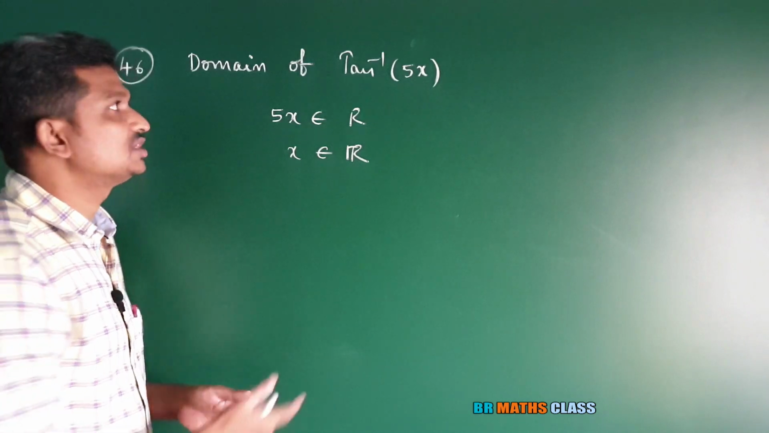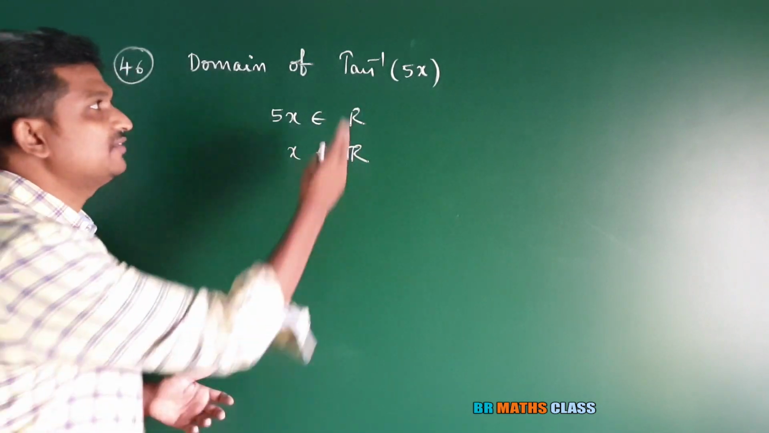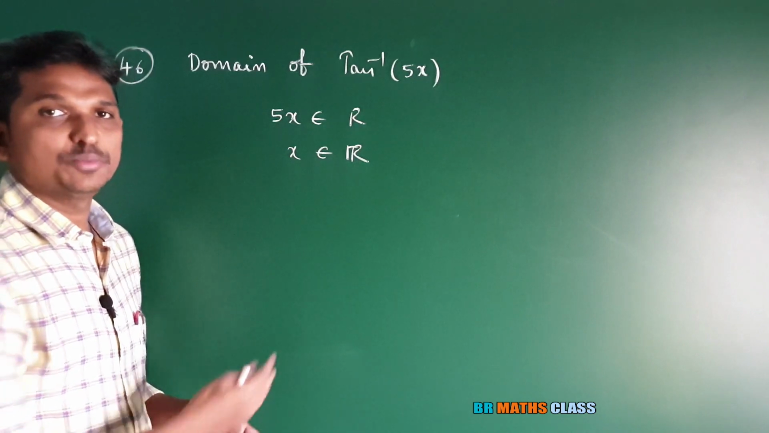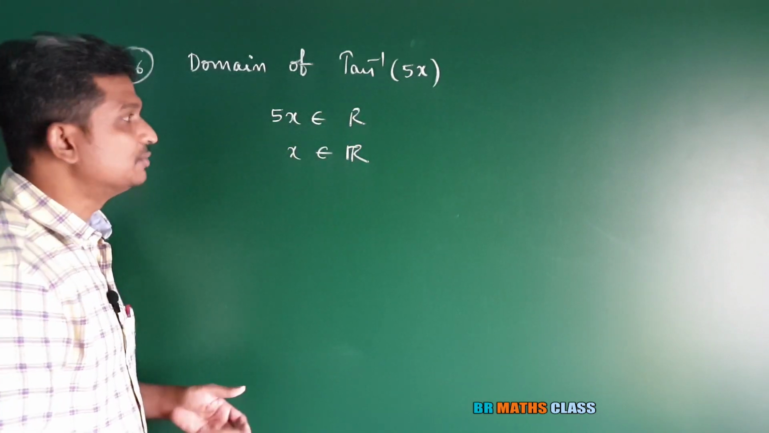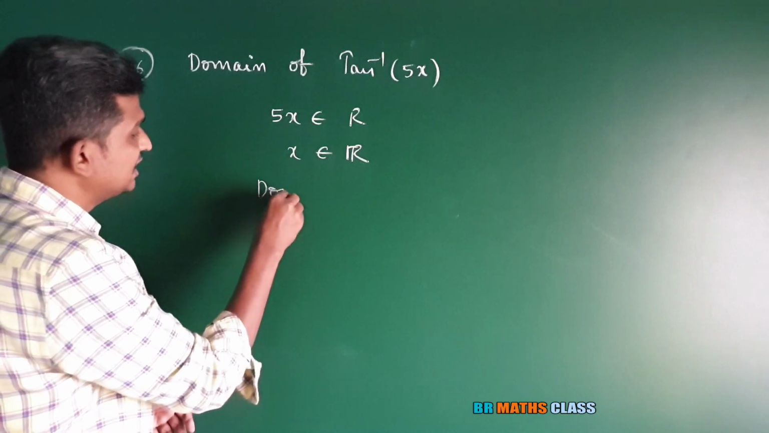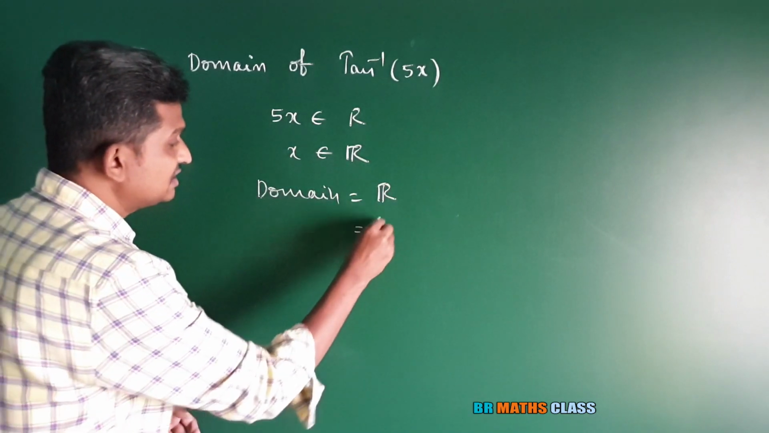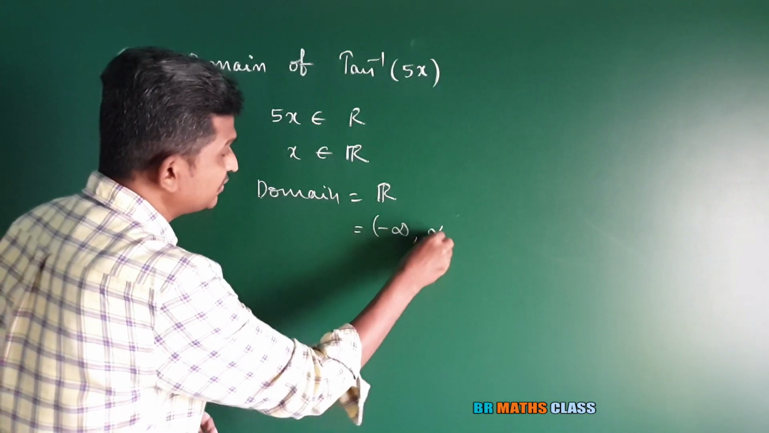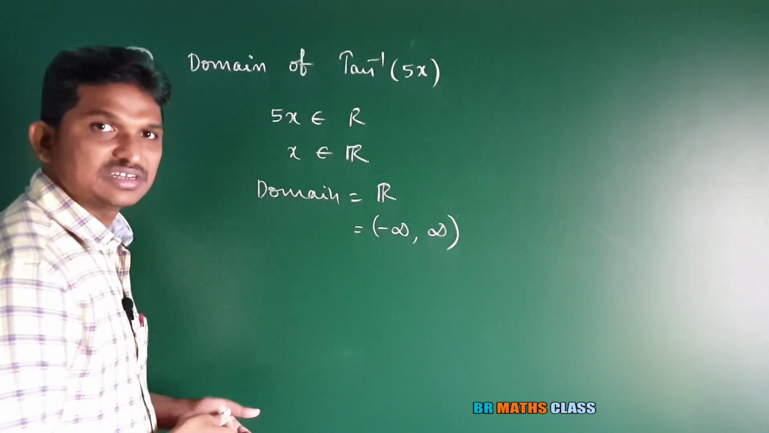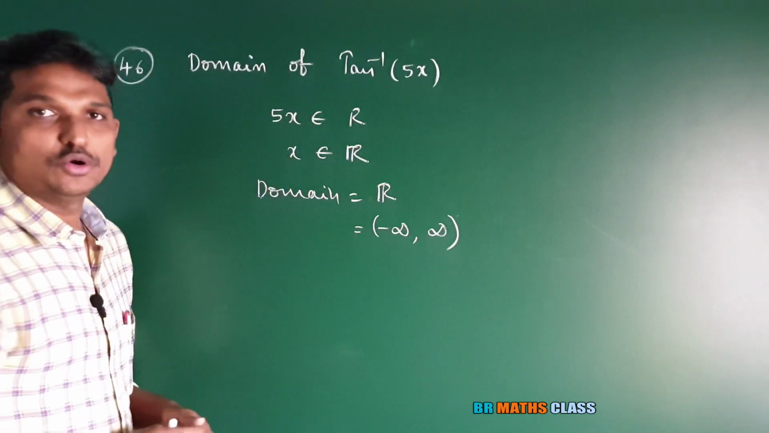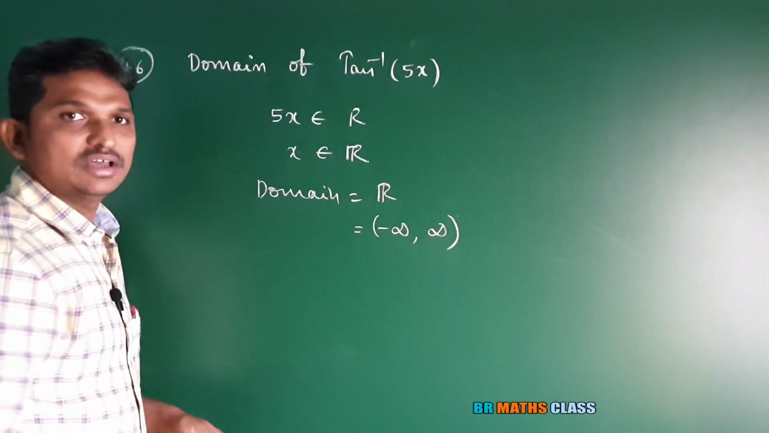This is a very easy question. Not only tan inverse of 5x, suppose they given tan inverse of 3x. What is the domain of tan inverse of 3x? Domain of tan inverse of 3x is all real numbers. This all real numbers you can write like this, or else all the numbers in between minus infinity to plus infinity. This also represents real numbers. You can write like this or you can write like this also. So domain of tan inverse of 5x is all real numbers.